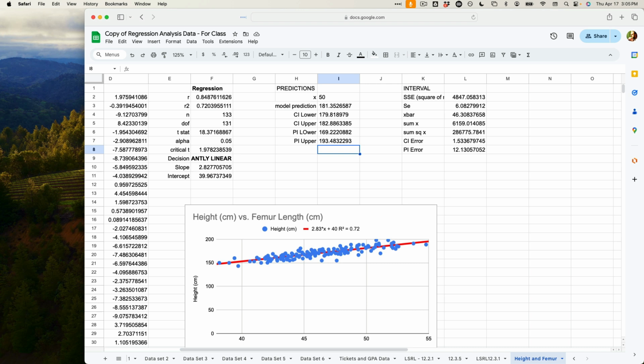For the prediction interval, if I were to randomly pick a person from this class whose femur length turns out to be 50 centimeters, then their height is going to be between PI lower and PI upper with 95% confidence. See the difference?